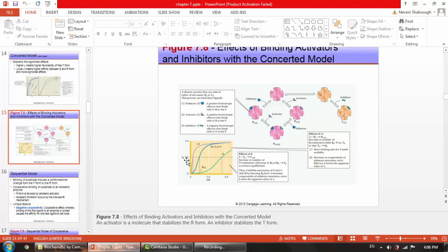And here you can see the value of K1/2. Notice the highest value is in the presence of the inhibitor, 10, and the least value in the presence of the activator. So K1/2 means the substrate concentration at 1/2 Vmax, and it increases in the presence of the inhibitor and decreases in the presence of the activator.